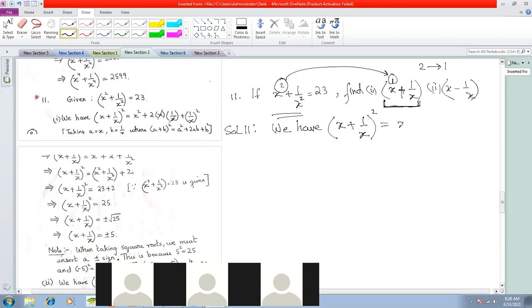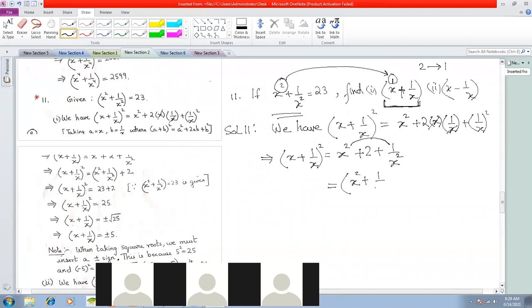What is the expansion? A square plus 2ab plus b square. That means x plus 1 by x whole square is equal to x square. These two cancel. So you get plus 2 plus 1 by x square. Okay. So now what you do is you take these two, the x square plus 1 by x square together. So you have x square plus 1 by x square, and you keep these two separate.